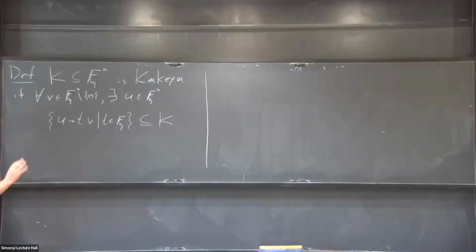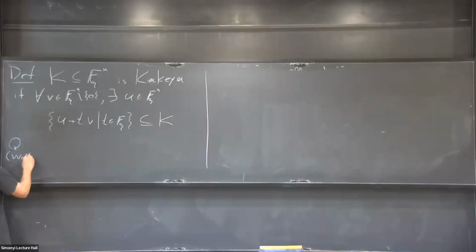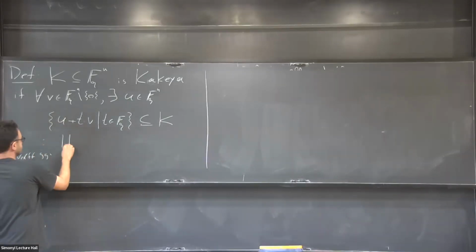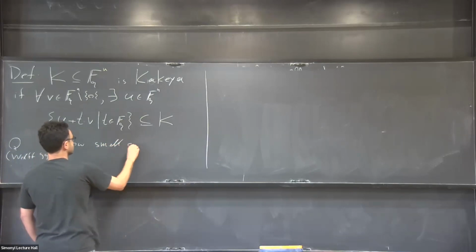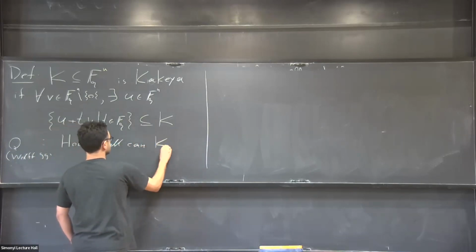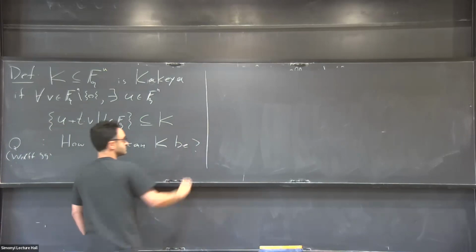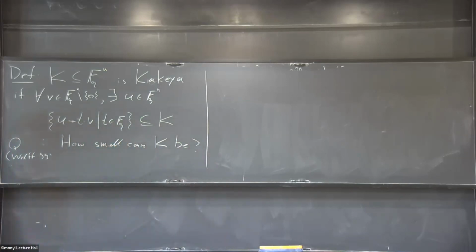And just to give context, the question that we'd like to answer was asked by Wolff in '99. The question is, how small can it be? You have a line in every direction, can it be very small?